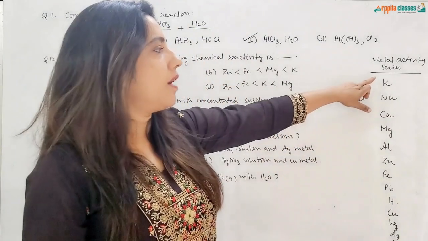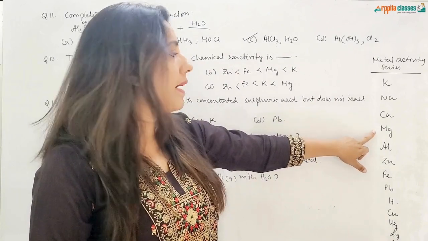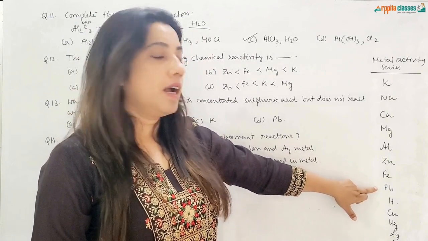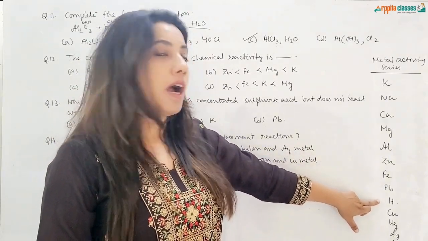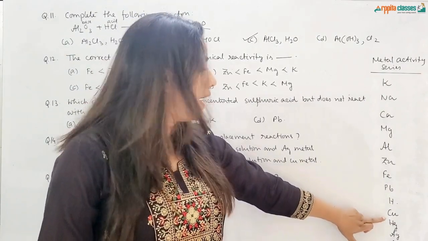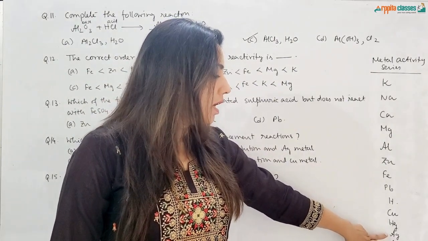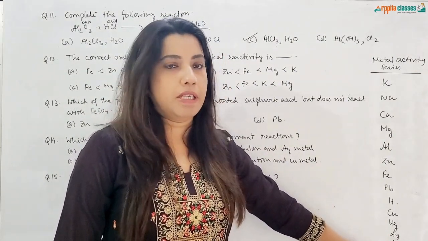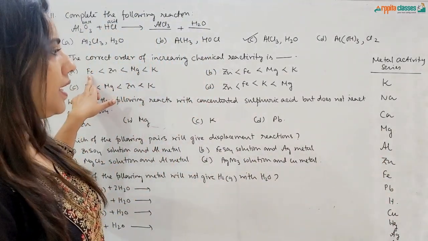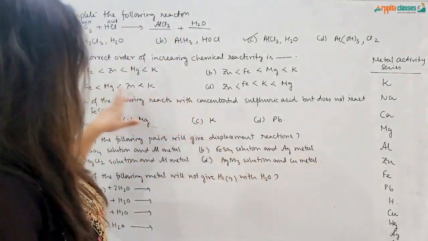So Kedar for potassium, Nath for sodium, Ka for calcium, Mali magnesium, Alu aluminium, Zara zinc, Fika iron, Pakata lead, that is plumbum, Hai hydrogen, and then again we can remember high hydrogen, coat copper, Hai mercury. A is Ag, Au and Pt. So this way we can remember the metal activity series. So here we can see Fe is less reactive than Zn. Yes, Fe is below Zn, so Fe is less reactive than Zn.